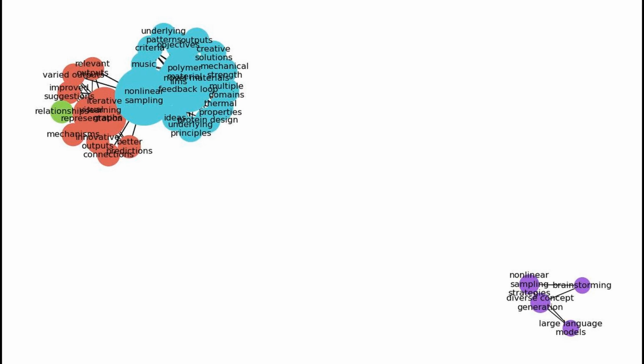5. Iterative learning. Nonlinear sampling enables the model to learn iteratively by generating concepts, evaluating them, and then refining its approach based on feedback. This ongoing process can lead to better predictions and suggestions in materials design, as the model adapts and improves over time. By employing nonlinear sampling strategies, LLMs can produce more varied, relevant, and innovative outputs, ultimately enhancing their effectiveness in the context of materials design and analysis.